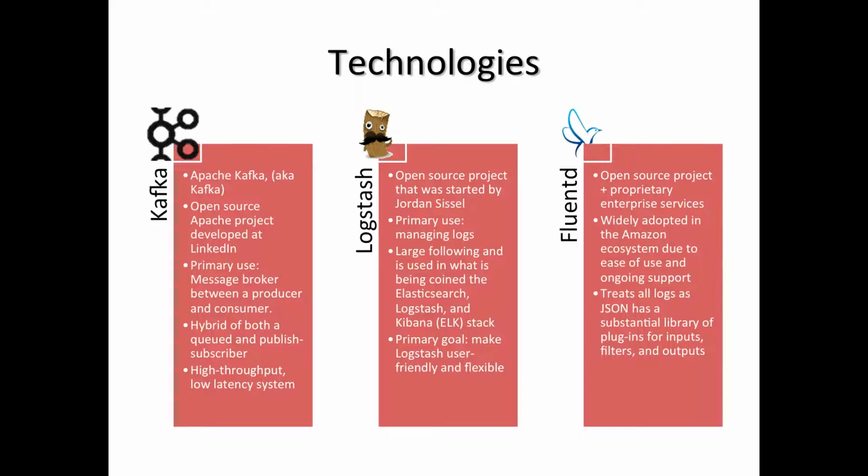Before diving into the demo, here's a brief overview of the technologies. Kafka, known as Apache Kafka, is an open source Apache project that was developed at LinkedIn. Its primary use is to act as a message broker between a producer and consumer. Logstash is also an open source project, but its primary use is slightly different from that of Kafka, as it is focused on managing logs. Similar to Logstash, Fluentd is an open source project, but also offers proprietary enterprise services. Additionally, it is widely utilized within the Amazon ecosystem.